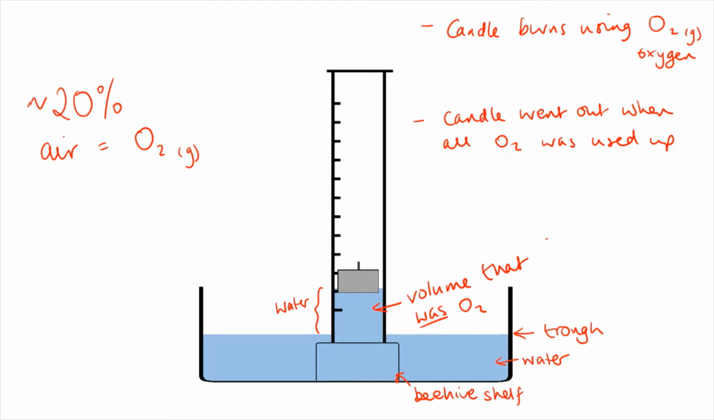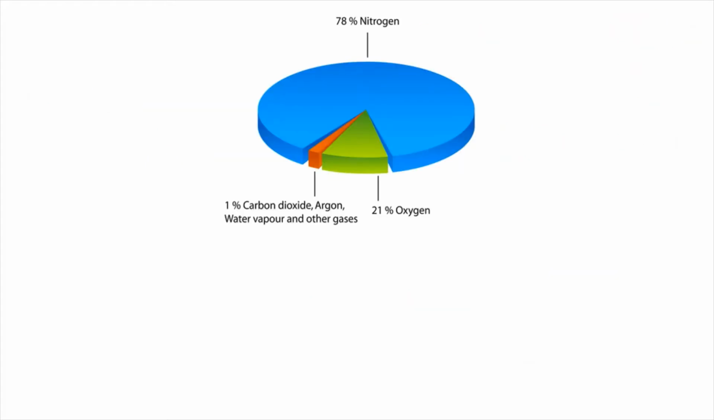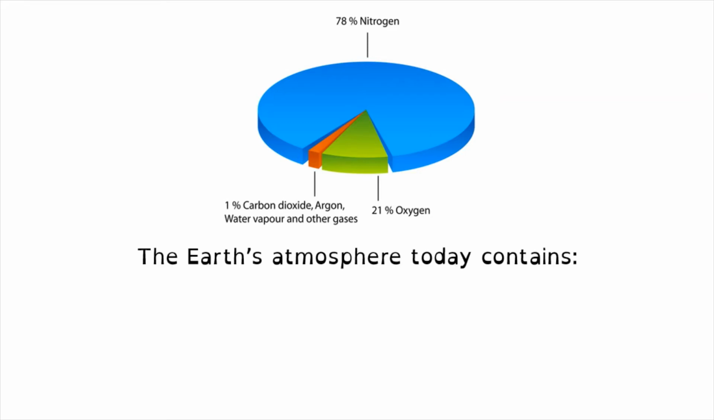So what's the rest? Well, here is a little pie chart showing the composition of the atmosphere today. And you need to know this. This is really important. You'll be expected to learn these numbers. So 78% of air, or the atmosphere near the surface of the Earth, is nitrogen, N2. So every time you breathe in, over 3/4 of that lungful of air is actually nitrogen, not oxygen. And the body doesn't use that nitrogen, so you just breathe it back out again.